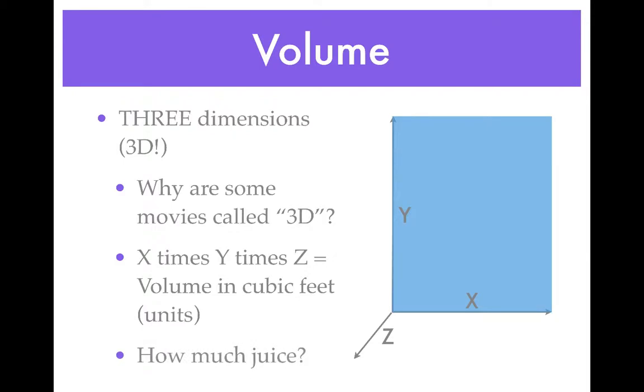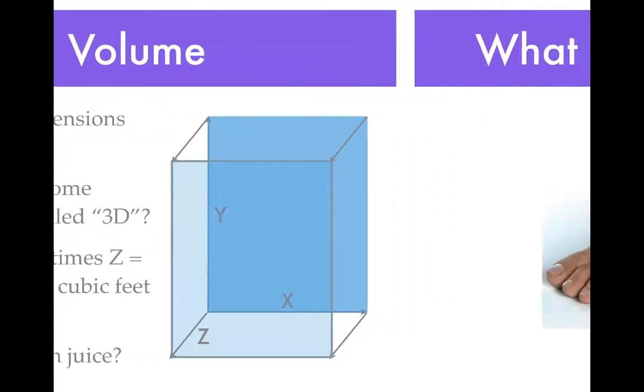So if we had a little juice box, we want to know how much juice will fit in our little box. Well, we just multiply X times Y times Z, and that might be in cubic inches or cubic centimeters. Just depends on what you measured it. If you measured it in centimeters, that would be cubic centimeters. If you measured it in inches, it would be cubic inches. So that's the volume. So we go from length is 1 dimension, area is 2 dimensions, and then volume is 3 dimensions. Pretty cool.